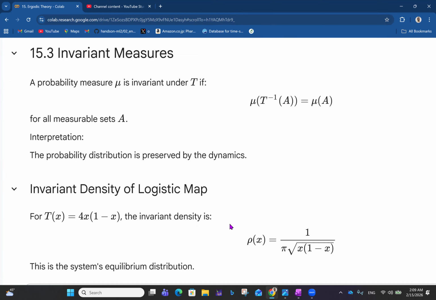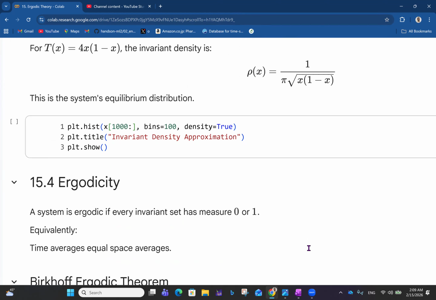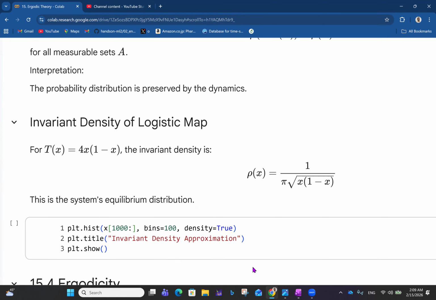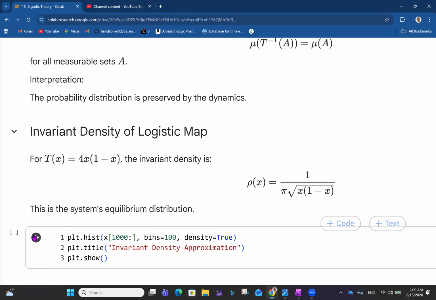The invariant density is given as rho of x equals 1 over square root of pi square root x into 1 minus x. And this is the system's equilibrium distribution. All right. And then we can, of course, see that this is based on the system we set up before.